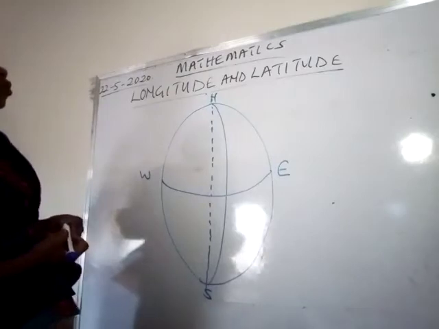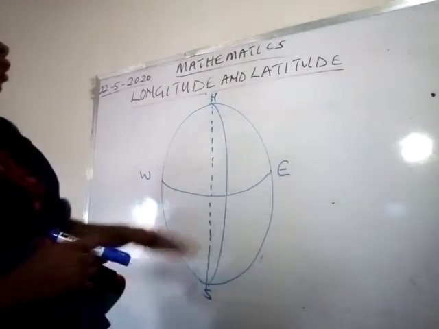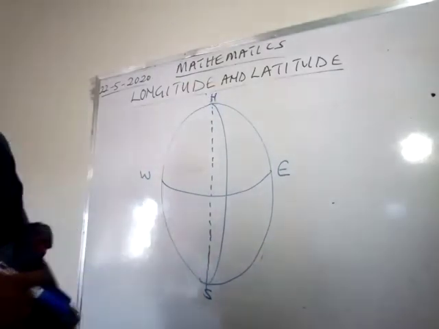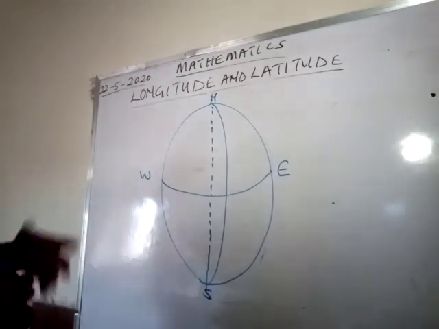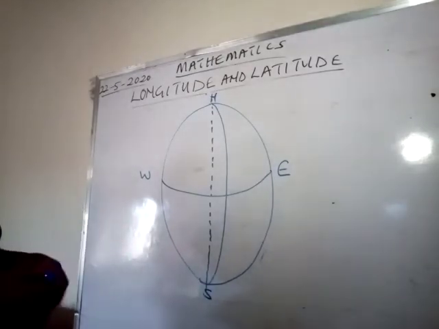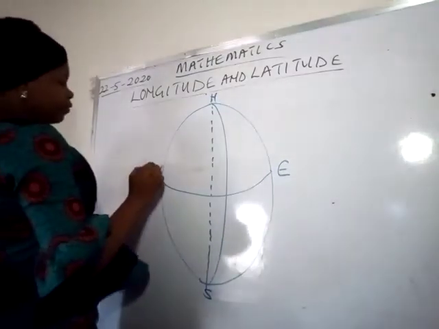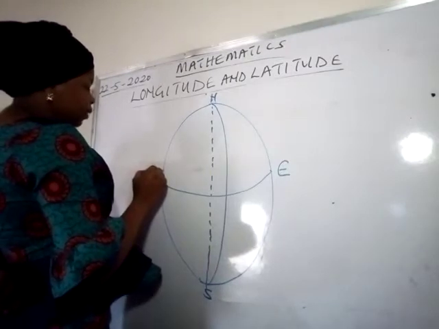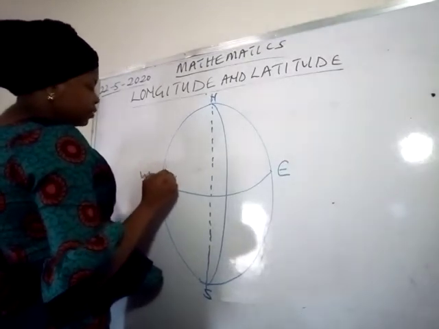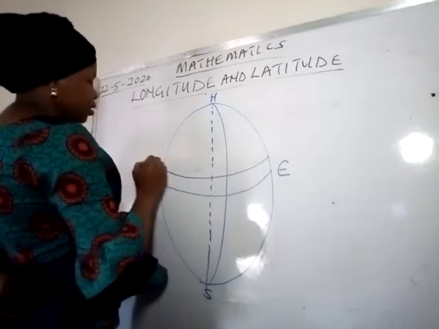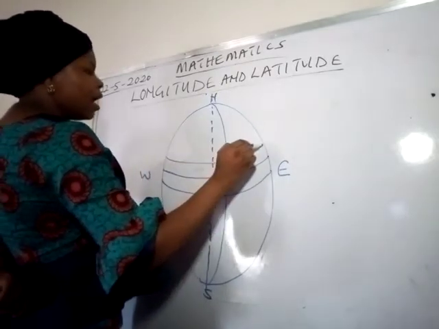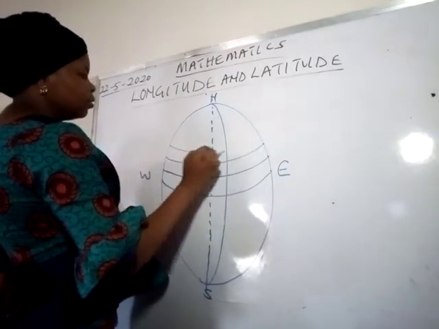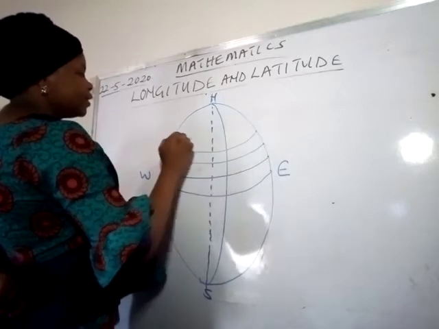Now, latitude is formed on the north and the south. So from here, I have my latitude. These are the lines of latitude. It calls the plane, lines of latitude. And all these, you can see, are small circles.